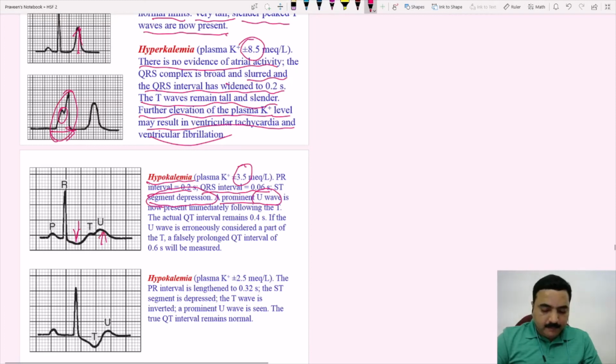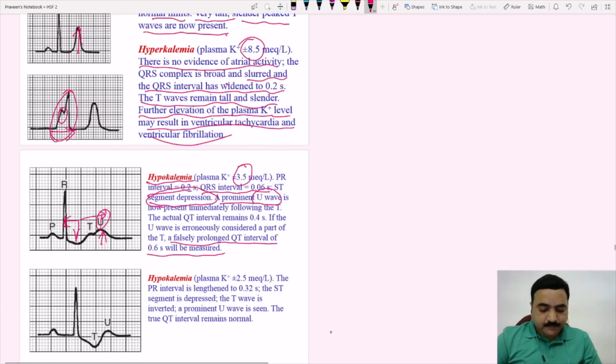The U wave is present immediately following the T wave, so the actual QT interval remains normal. If the U wave is erroneously considered part of the T wave, a falsely prolonged QT interval of 0.6 will be measured. So sometimes when you look at the ECG, if you measure from the U wave to the Q, you will think it is a prolonged QT interval, but it is not. It's just a U wave representation. The U wave is related to the papillary muscles, with delayed repolarization, and it gets represented in the ECG. Normally the U wave does not get represented in the ECG.